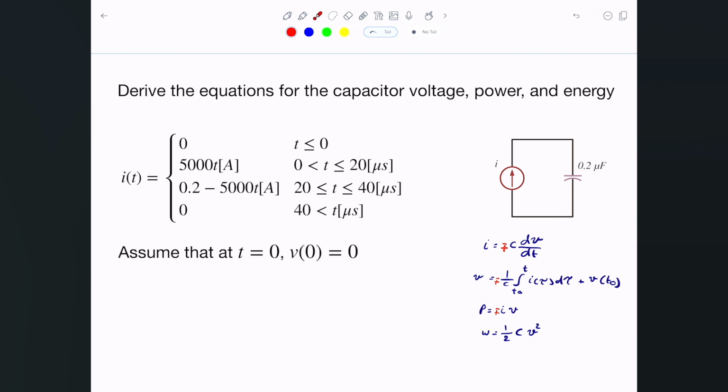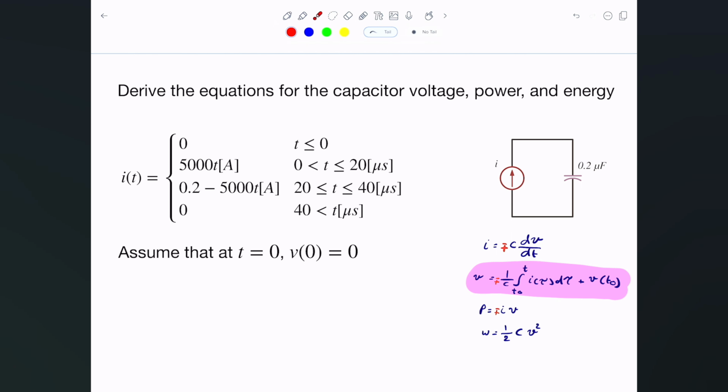What we're being asked to compute is the voltage, the power, and the energy. I went ahead and wrote these equations in here so we can use them. We will not be using this one because we already have the current, so what we're looking for is the voltage. I'm also given an assumption here, and the reason for this assumption will become clear in a second. So what we're looking for is the use of this equation in here.